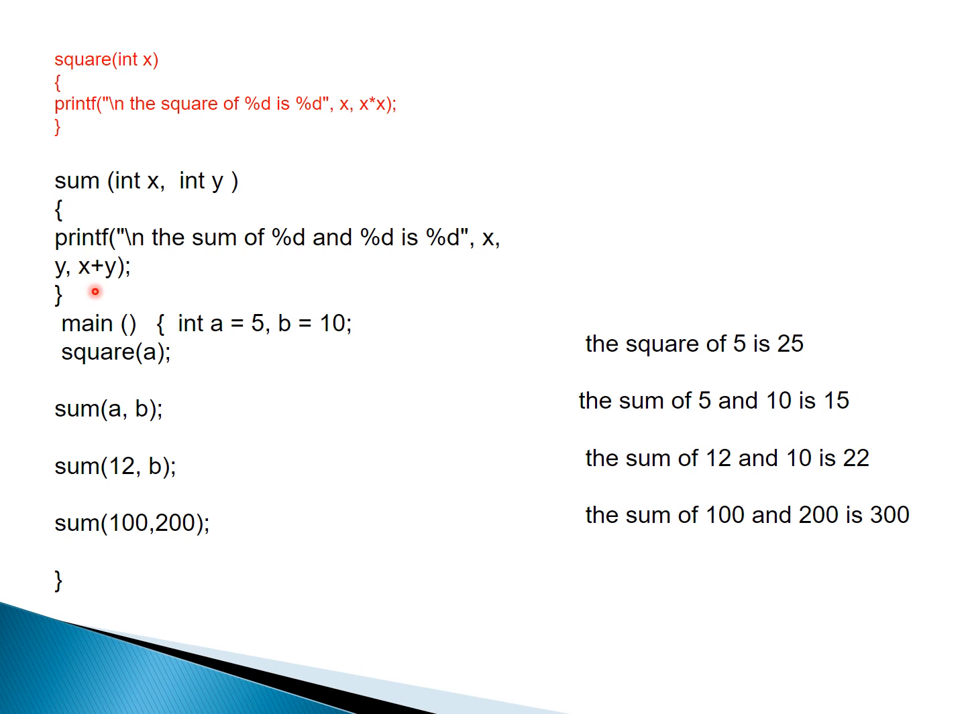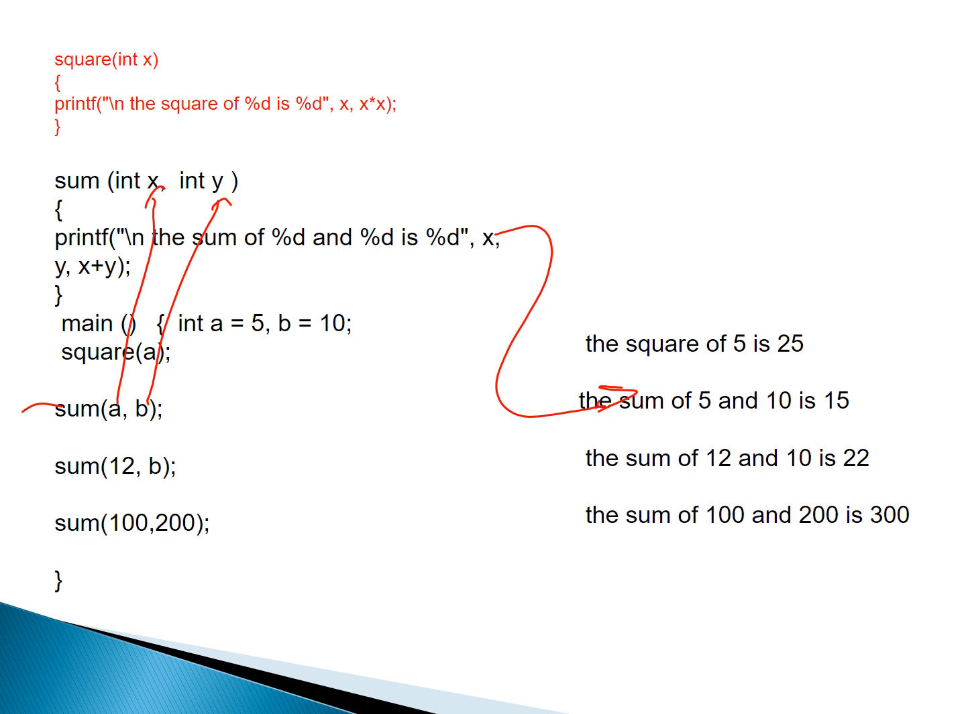So let's execute our second call, or second statement. This one, the value of a, which is 5, will go and be stored on x, and similarly the value of b will be stored on y, and that will be the output. The sum of 5 and 10 is 15.